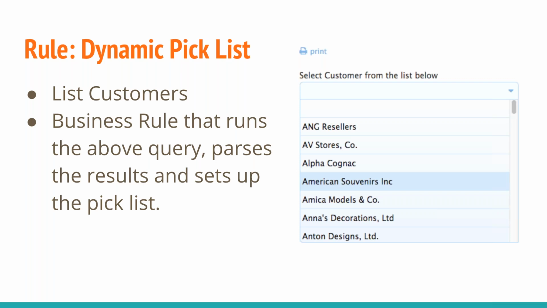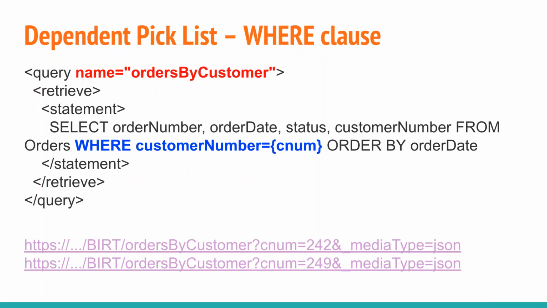Moving on to the next example, a dependent pick list. This is going to be really similar to the first example. All we're doing here is creating a second pick list, which depends upon the first. So again, very common examples.